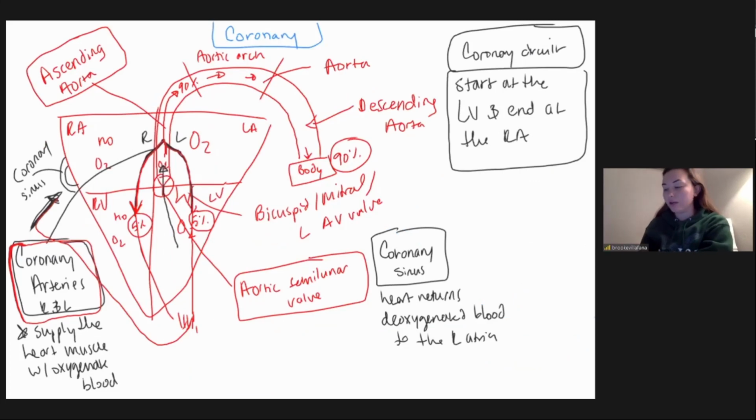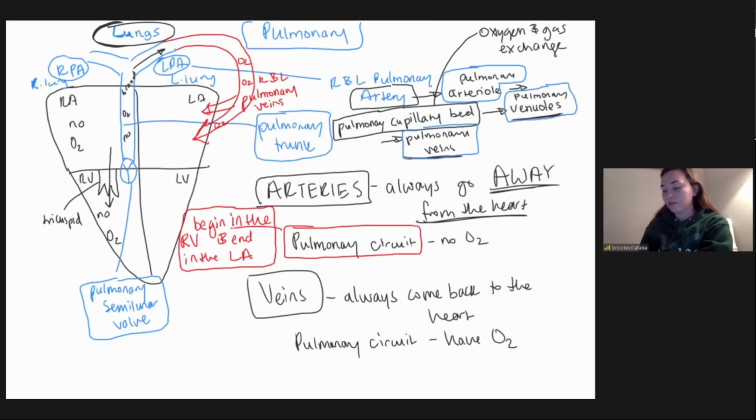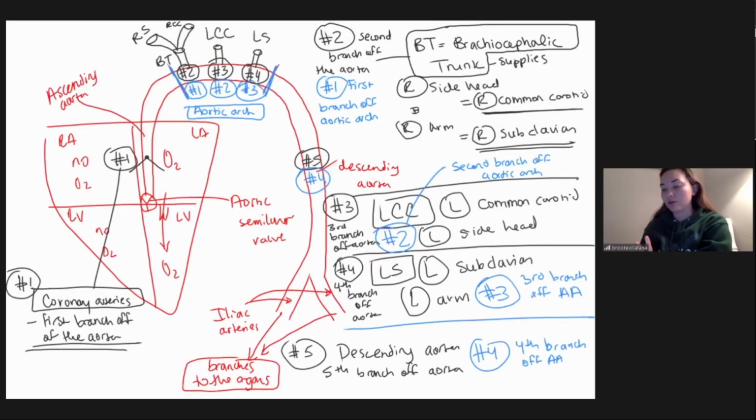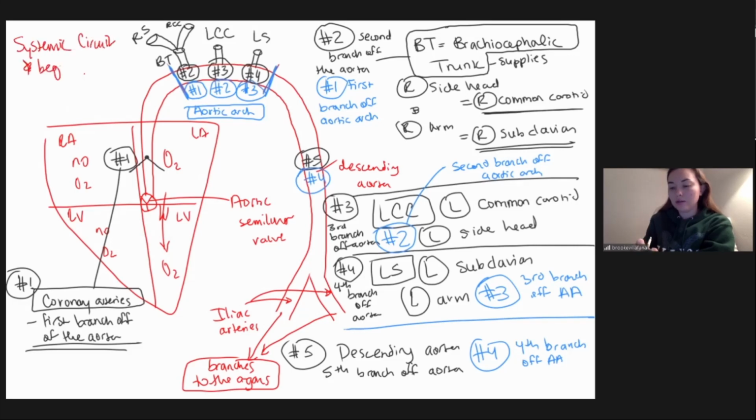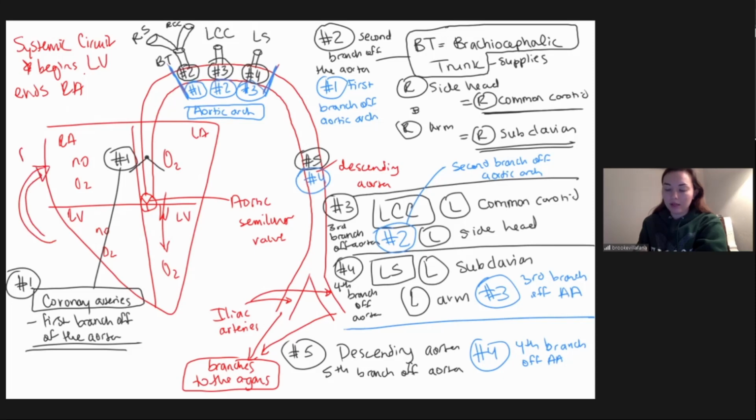So this was coronary circuit. This was pulmonary circuit. The one we just did was systemic circuit. And we talked about the different branches off the aorta. Oh, I realized I didn't ever write systemic circuit. Systemic circuit begins at the left ventricle and ends at the right atria, because remember, once we supply the whole body with all of that oxygen, what happens? It comes back from the body into the right atria. Okay, so that would be the systemic circuit beginning at the left ventricle, ending at the right atria.